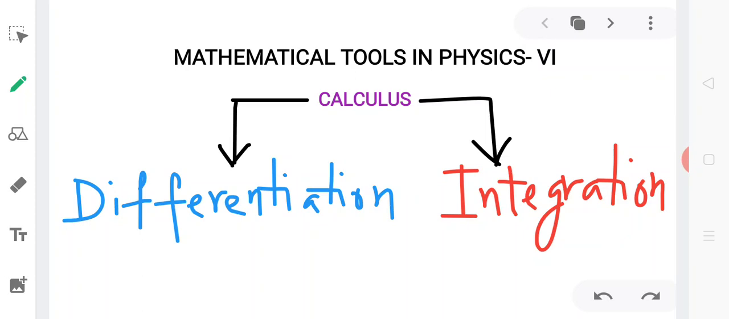The important tools in mathematics that we were trying to understand, in order to make it simple to have a clear understanding of the different concepts of physics for class 11. Up till now, we have understood the important concepts of quadratic equations, binomial theorem, logarithms, trigonometry, and differentiation. So today we will discuss an important branch of calculus, that is integration.